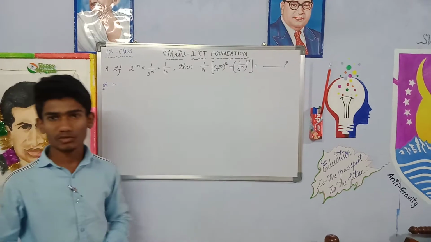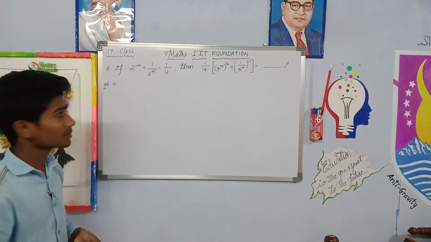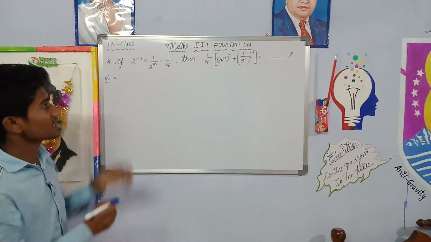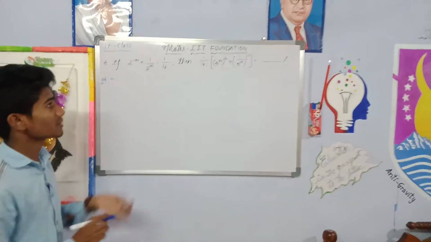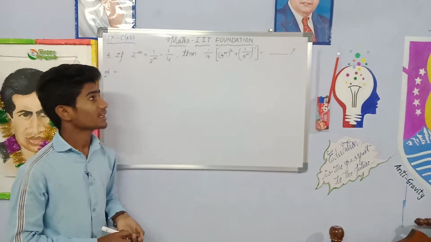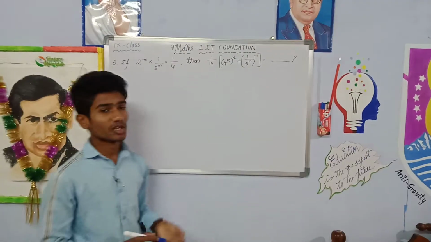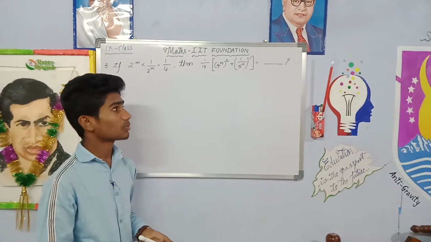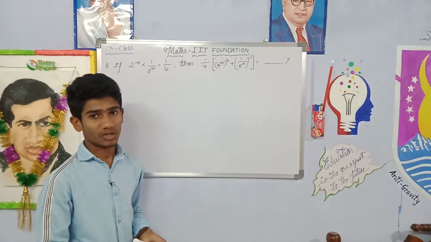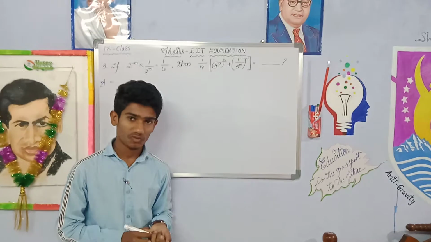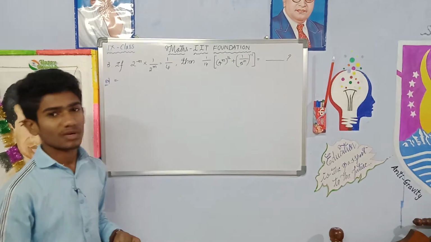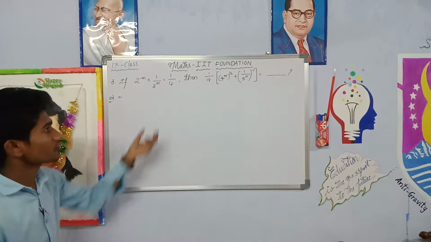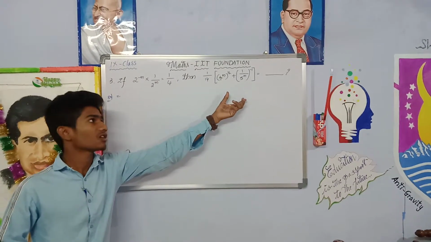Welcome to IIT Foundation. This is the third problem from 9th class IIT. Here, if 2 power minus m into 1 by 2 power m is equal to 1 by 4, then 1 by 14th of [(4^m)^(-1/2) + (1/5^m)^(-1)] is equal to how much? So they have asked us to find the value of this expression.